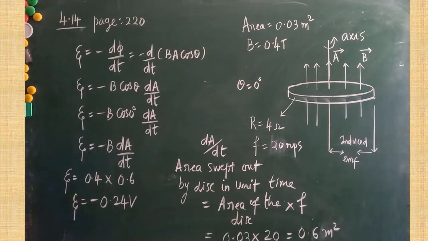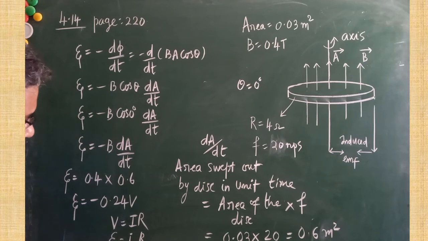Our next aim is to calculate the induced current. For that we have to use Ohm's law. As per Ohm's law, V is equal to I into R. Here instead of V we write ξ, and the induced current is written as small i, into R. So to calculate the induced current, i is equal to ξ by R. This is the formula.